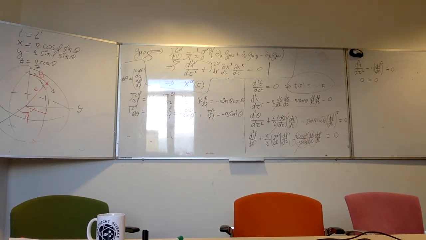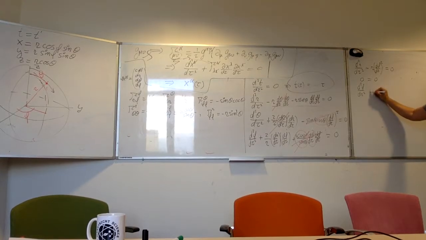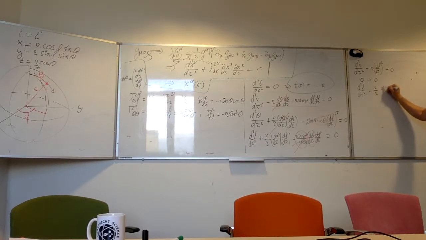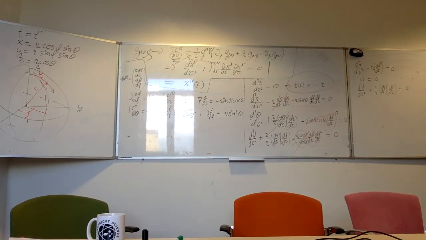And then the final one that we have is d phi d tau squared plus 2 over r dr d tau d phi d tau. How about this? We've simplified it enormously now, just by using the fact that the thing should look the same for whatever value of theta. Still coupled though. It's still coupled, that's true. But I think substituting one in the other is going to be much easier now.